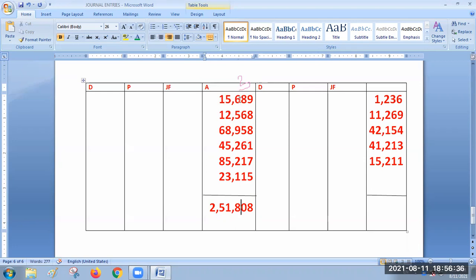Okay. 3 plus 6, 9. Plus 5, 14. Plus 9, 23. Plus 4, 27. Plus 1, 28. 8. Here it is 8. Yes, sir. 2 plus 5, 7. Plus 2, 9. Plus 8, 17. Plus 10, 27. Plus 3 is 30. So it will be 0 here. 3 to the top. 3 plus 2, 5 plus 6, 11 plus 4, 15 plus 8, 23 plus 2, 25. It will be 250,808. You please cross check once.